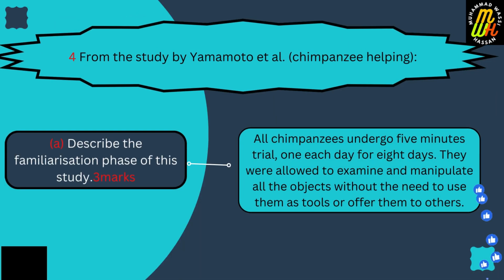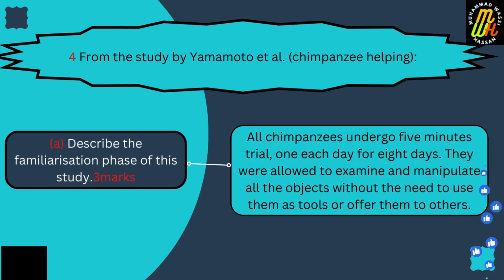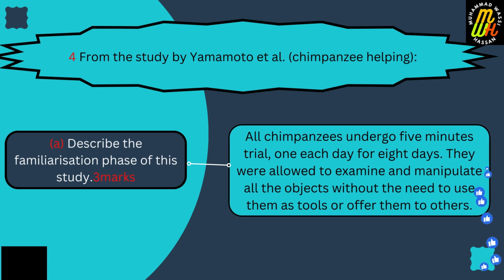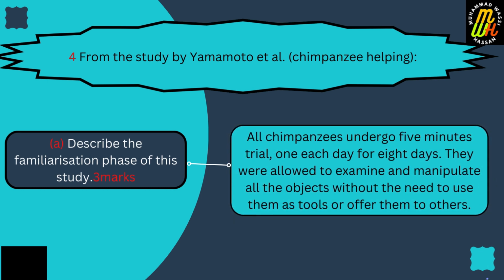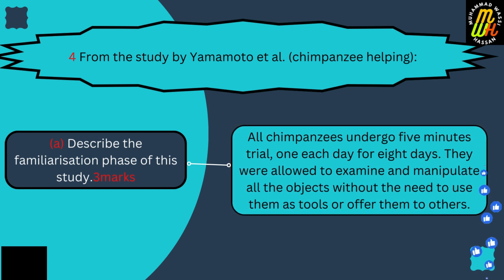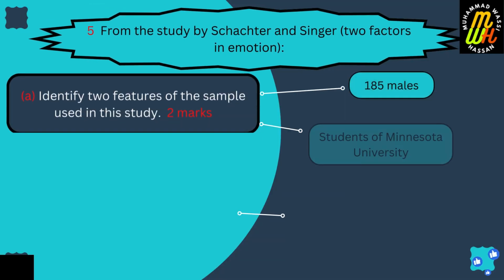Question 4. From the study by Yamamoto et al., Chimpanzee Helping. A. Describe the familiarization phase of the study. 3 marks. All chimpanzees underwent 5-minute trials, 1 each day for 8 days. They were allowed to examine and manipulate all the objects without the need to use them as tools or offer them to others.